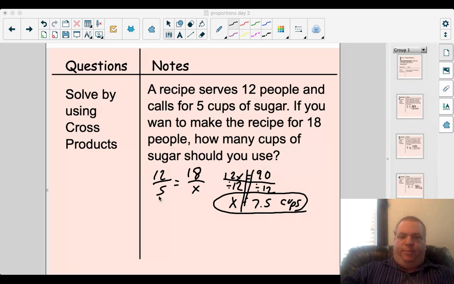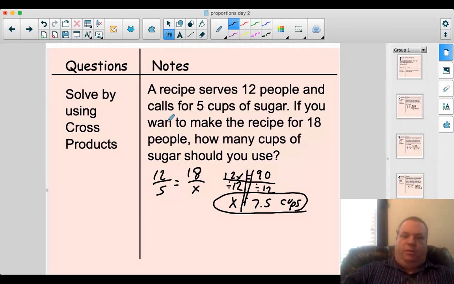Okay, setting up the recipe, I did people to sugar, so that's 12 to 5. It's 18 people over here, so 18 to X, because the amount of sugar I need I don't know. So cross multiplying, I get 12X equals 90. Dividing by 12 gives me 7.5.